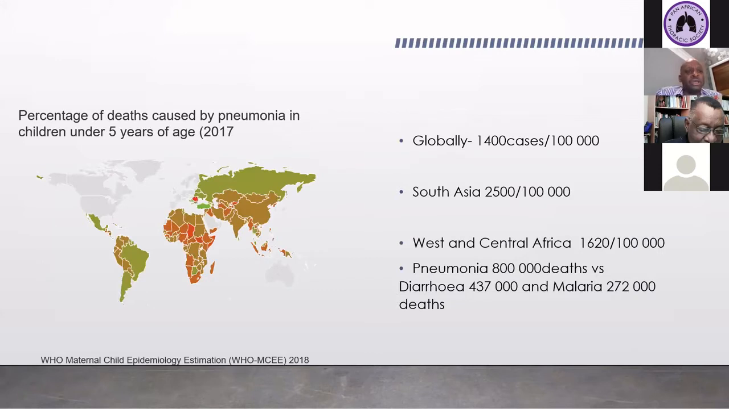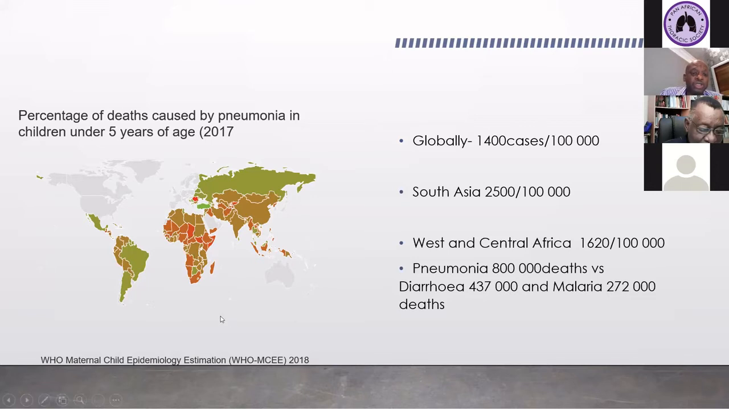This cartoon really drives the point home about the deaths due to pneumonia in children under the age of 5. Globally, there have been 1,400 cases per 100,000 by the time this was done. And most deaths were happening in South Asia and West and Central Africa. There were about 800,000 deaths. These deaths were even more than the diarrheal deaths and malaria deaths.